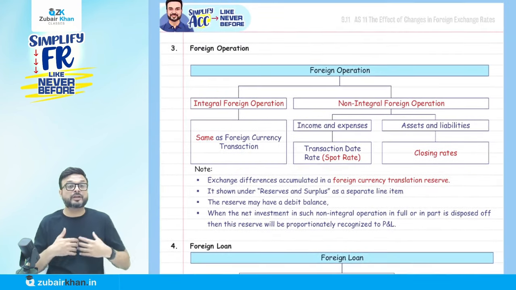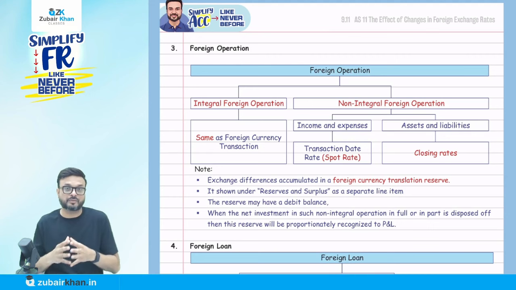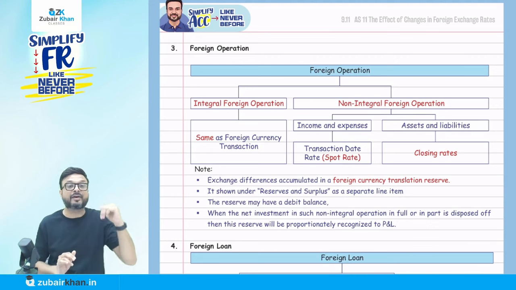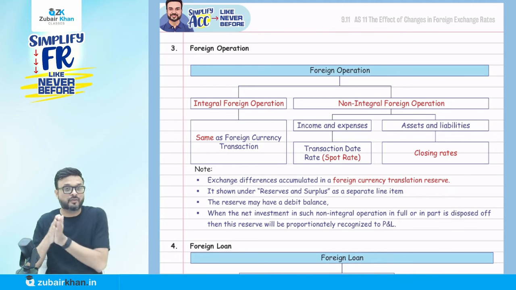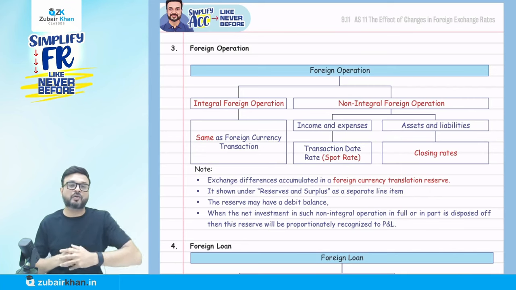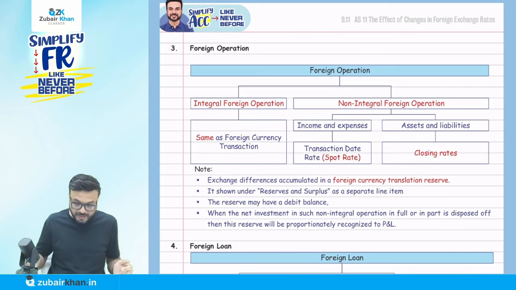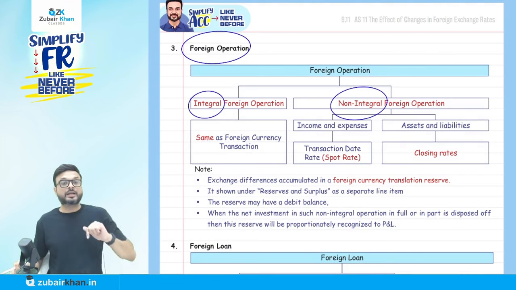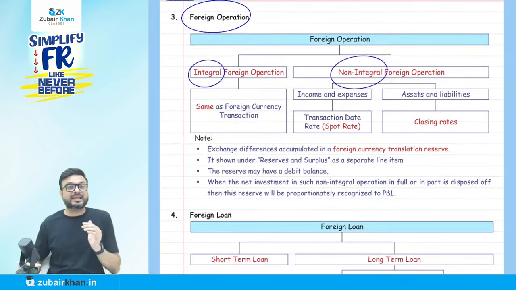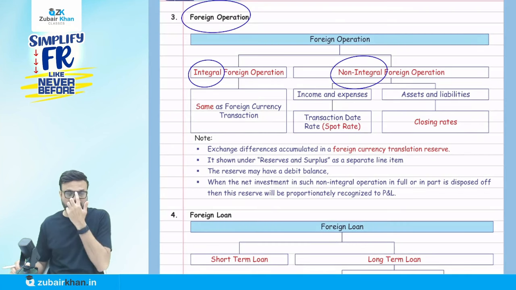Now I'm talking about the foreign operation. What do you mean by foreign operation? Foreign operation means we have a business or some expansion, like a subsidiary, joint venture, associate, or branch in a foreign country. We call them foreign operations. There are two types of foreign operation. We call them integral foreign operation, and we call them what? Non-integral foreign operation.